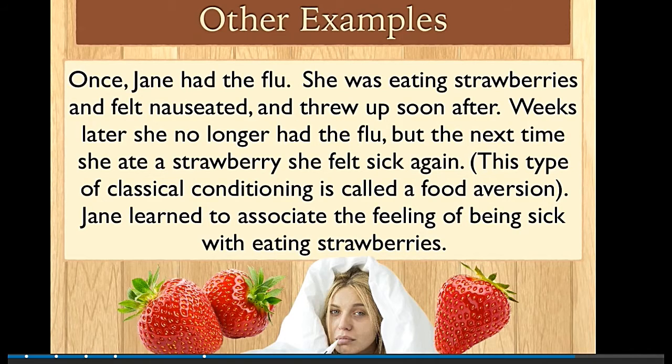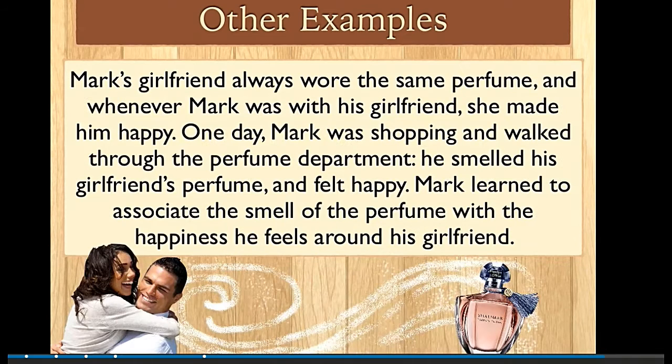Other examples. Once Jane had the flu. She was eating strawberries and felt nauseated and threw up soon after. Weeks later, she no longer had the flu, but the next time she ate a strawberry, she felt sick again. This type of classical conditioning is called food aversion. Jane learned to associate the feeling of being sick with eating strawberries.